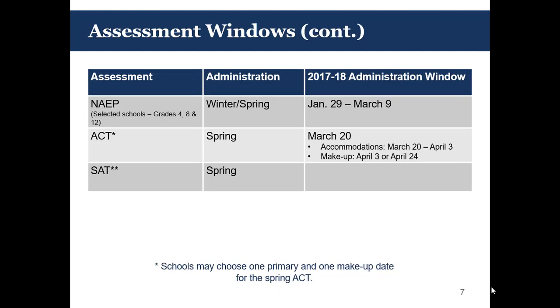This slide shows you where NAEP and ACT and SAT fall for this spring 2018. NAEP is selected schools. That window will end on March 9th. ACT has dates March 20th, April 3rd, and April 24th. You'll note below schools may choose 1 primary and 1 makeup for the spring ACT.